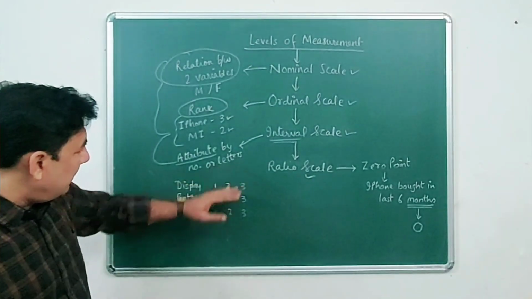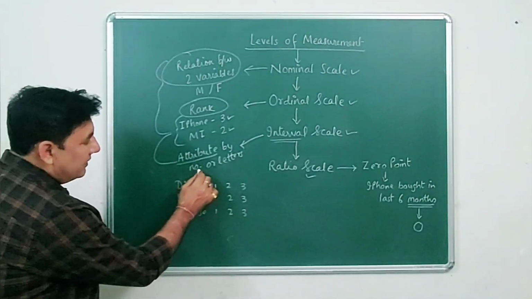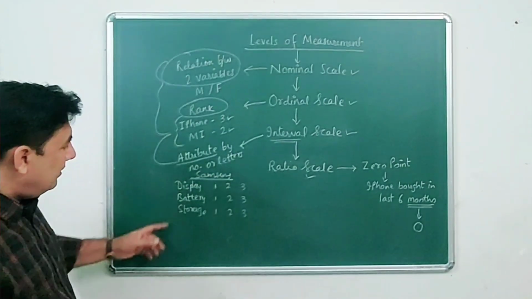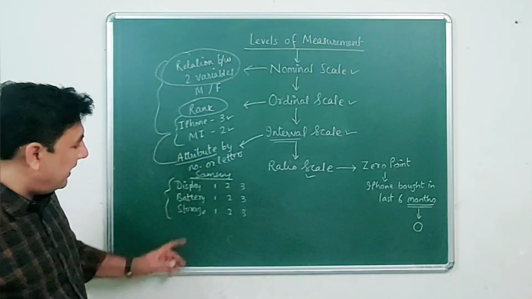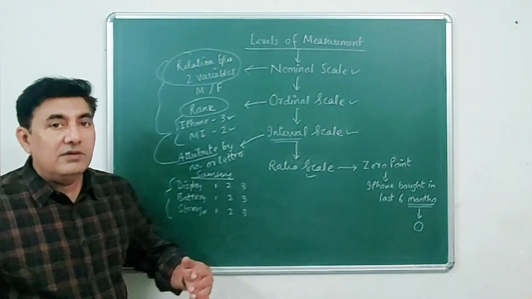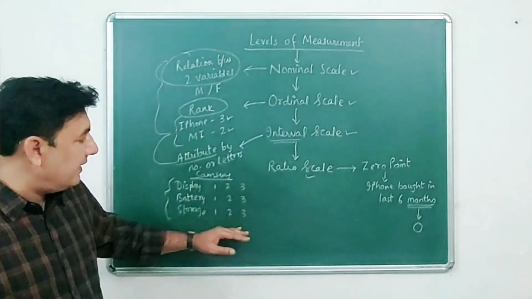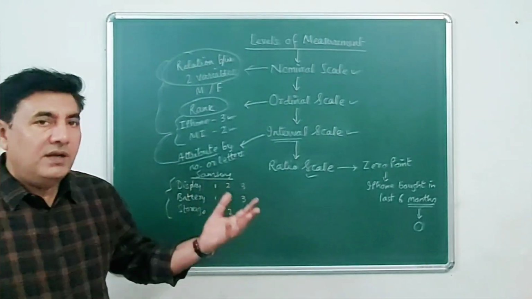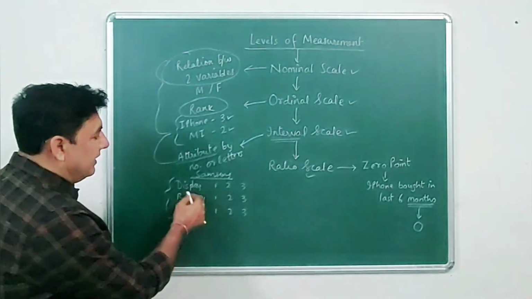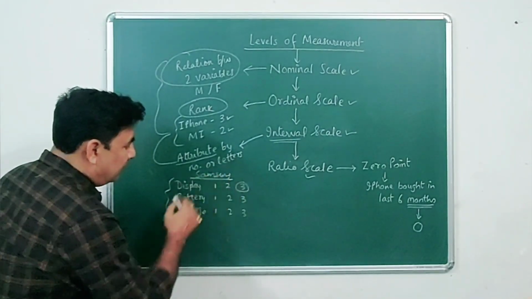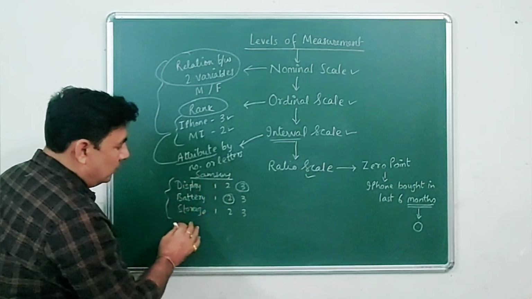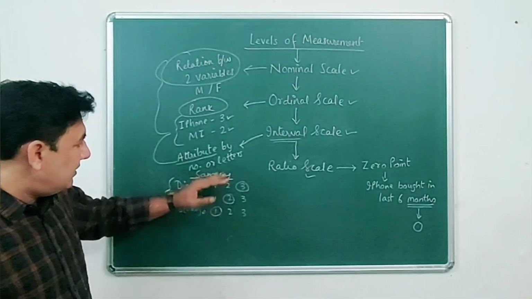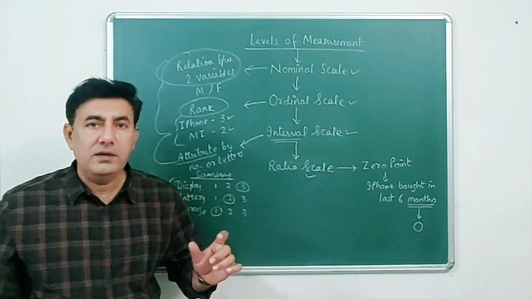So for example here, suppose we are studying about a Samsung phone, and there are three criteria: display, battery and storage. And if the customer is asked to give his ratings on the basis of these numbers, 1, 2, 3, he can give any such rating. Suppose display 3, battery 2, storage 1, it depends on the customer. So this is called numerical format.